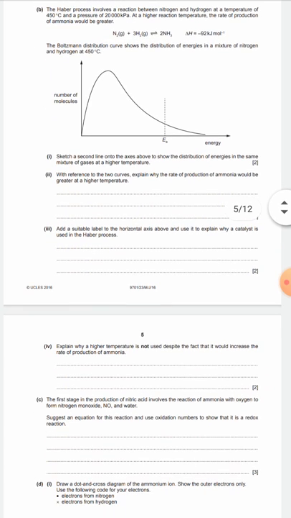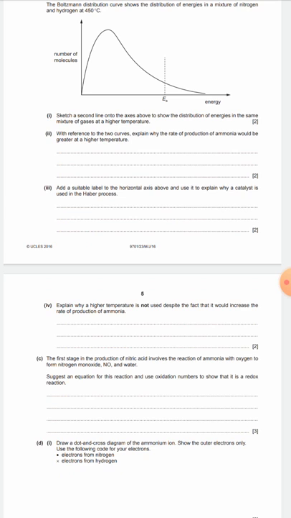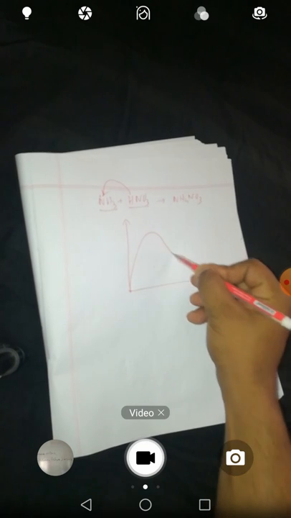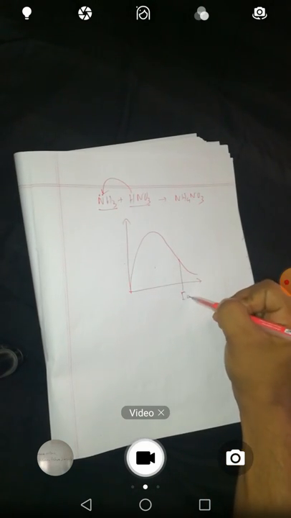Okay. So a Boltzmann distribution curve shows the distribution of energies in a mixture of nitrogen and hydrogen at 450 degrees Celsius. Sketch a second line onto the axis to show the distribution of energies in the same mixture of gases at a higher temperature. So the temperature is higher. Okay, so this is the activation energy line.